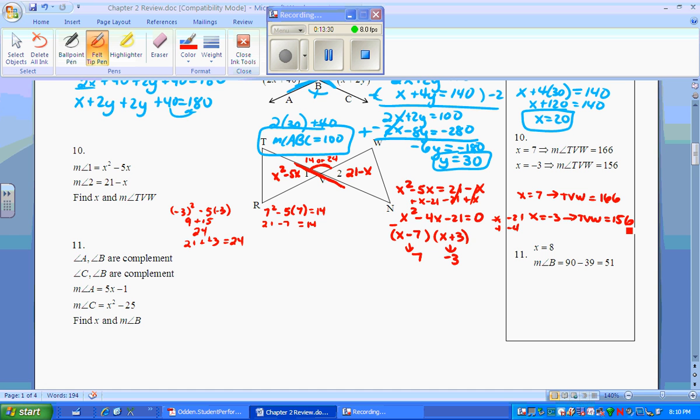Number 11, last one on the front side. We got A and B are complementary. So they add to equal 90. B and C are complementary. And then we have A and C. We don't have B. So we can't say, oh, A plus B equals 90. But what do we know?